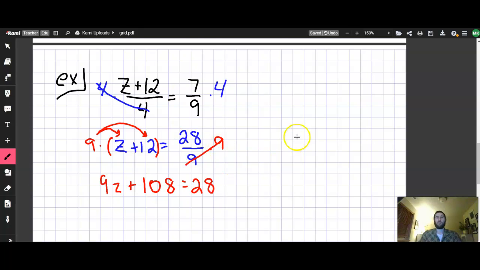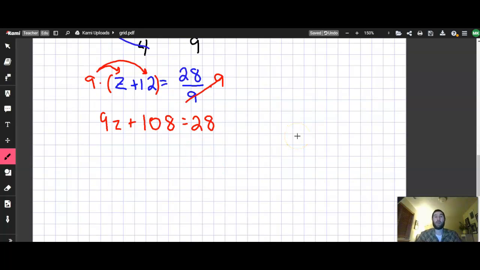Ladies and gentlemen, now we can solve for z. We don't have to worry about adding and subtracting fractions. We don't have to worry about getting common denominators. It's just a two-step equation. And we've done lots of two-step equations in our lives. So we can worry about the addition and subtraction, then the multiplication and division, and get the z by itself.